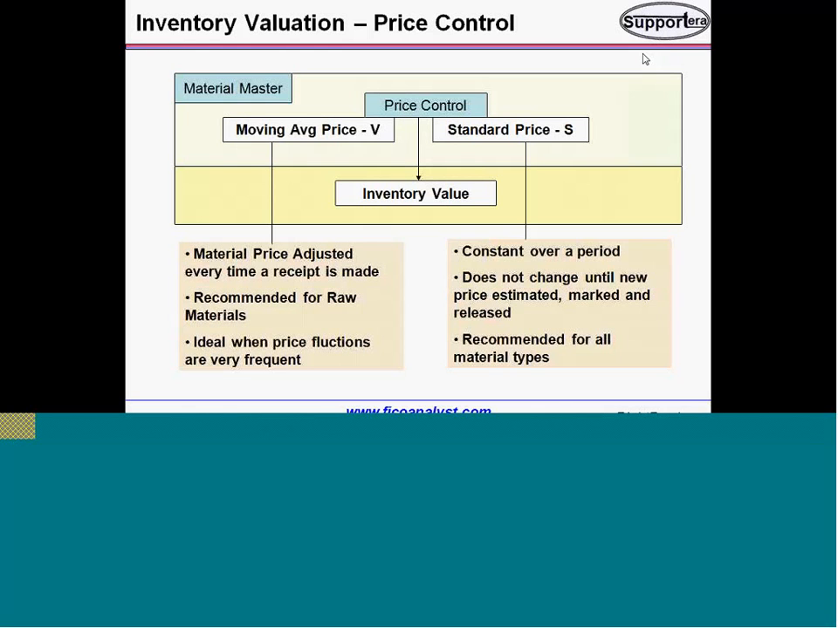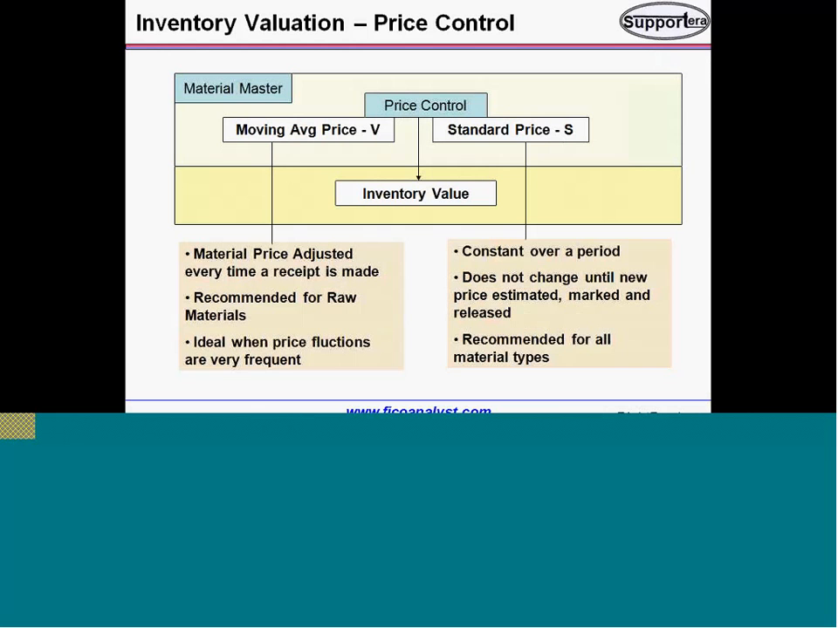It will not change anything like that, right? It's a constant over a period of time, until the new price is marked and released. So that is what happens in the standard cost. And of course, it's recommended for all types of materials, not only raw materials.